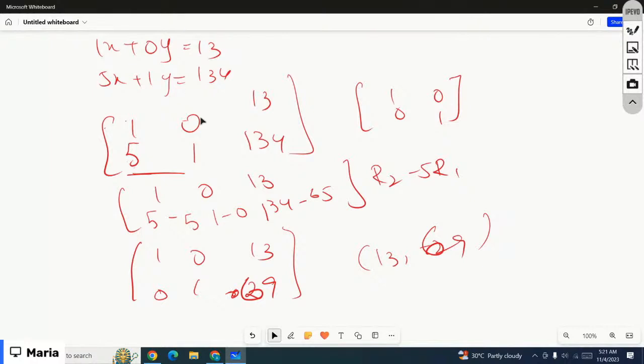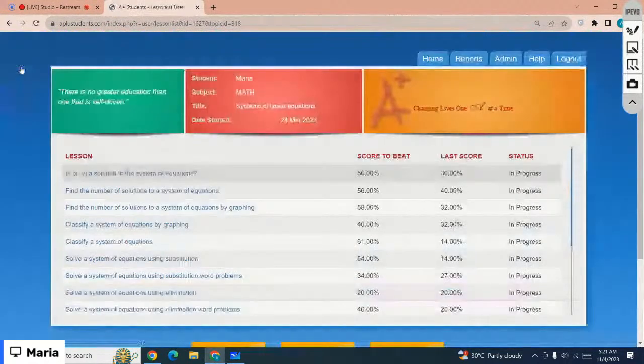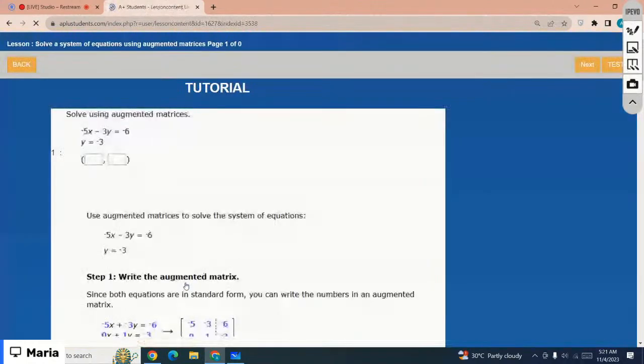Okay, let's just do another one. Let's just move on to next lesson. We are done with this lesson. Now let's just move on to next lesson. Okay. The next lesson is solve a system of equations using augmented matrices.